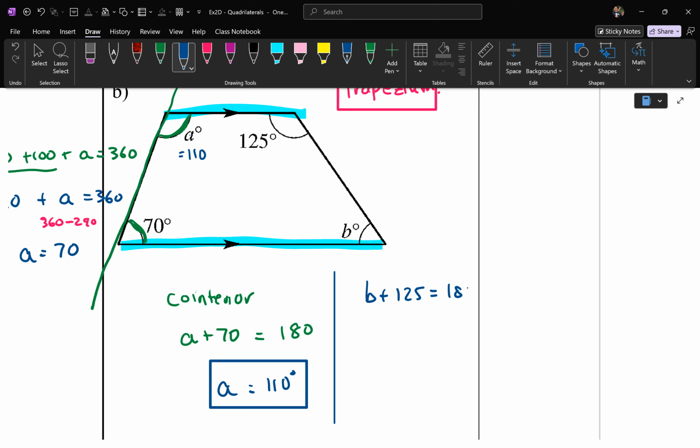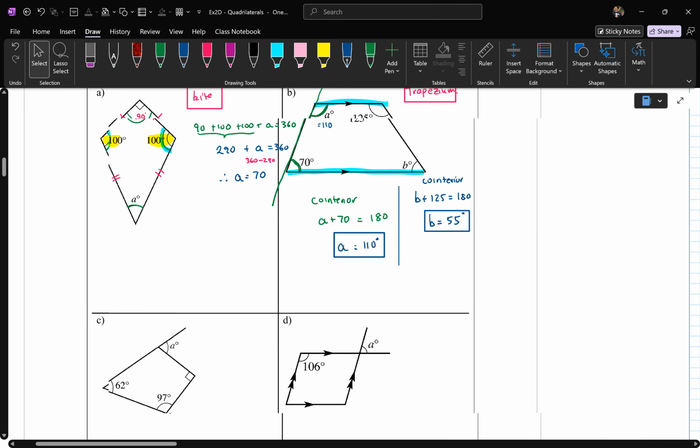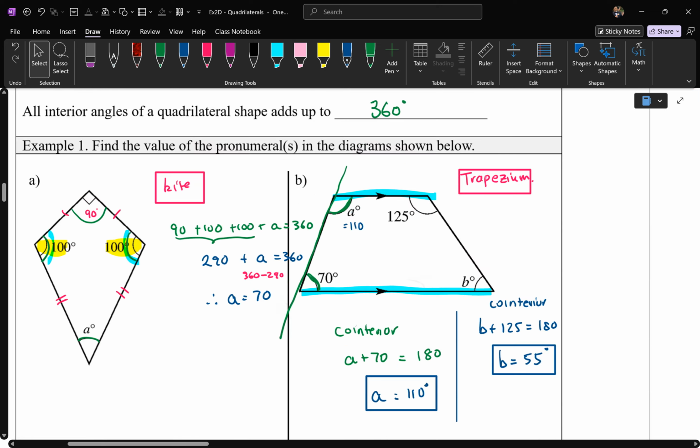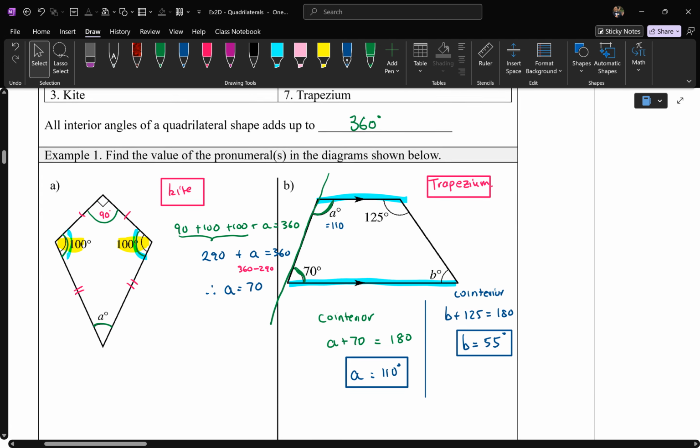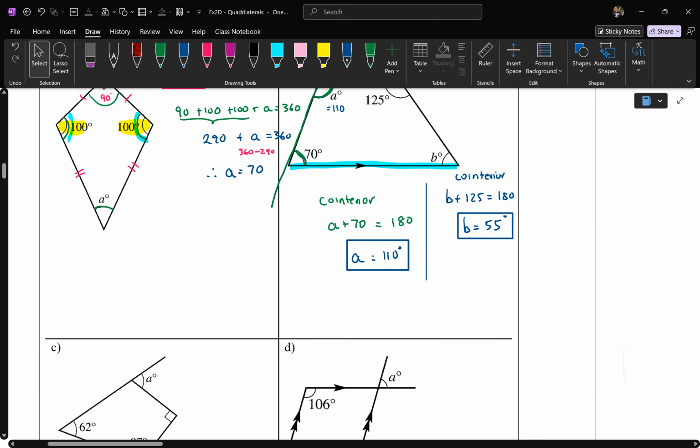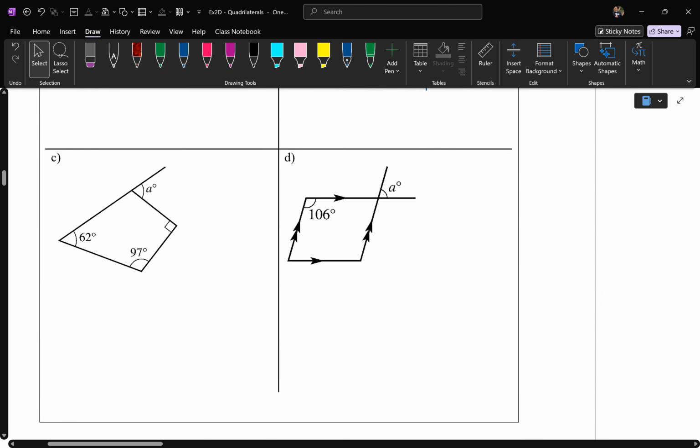Very good. So you can see here, B plus 125, it's co-interior. So they must equal to 180. Therefore, B is equal to, what's that, 55. Yes, that is correct. All right, that's your second one. So again, first identify the property. Once you know the shape, you can then look at your properties. Look for parallel lines. Exercise 2B is key. If you haven't done 2B, you better be working on 2B this session.